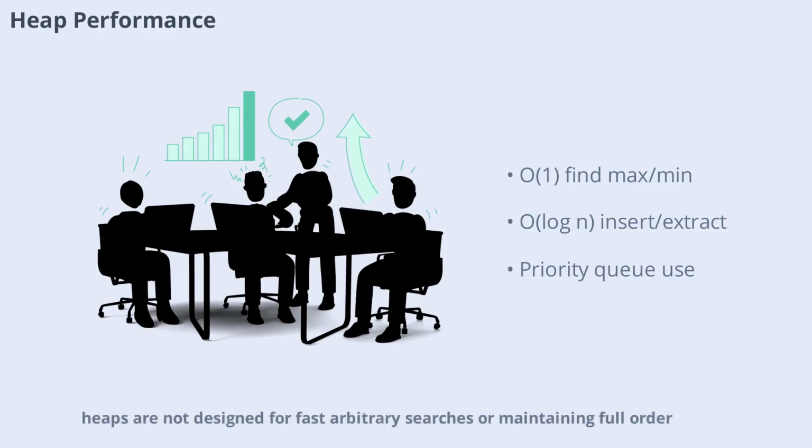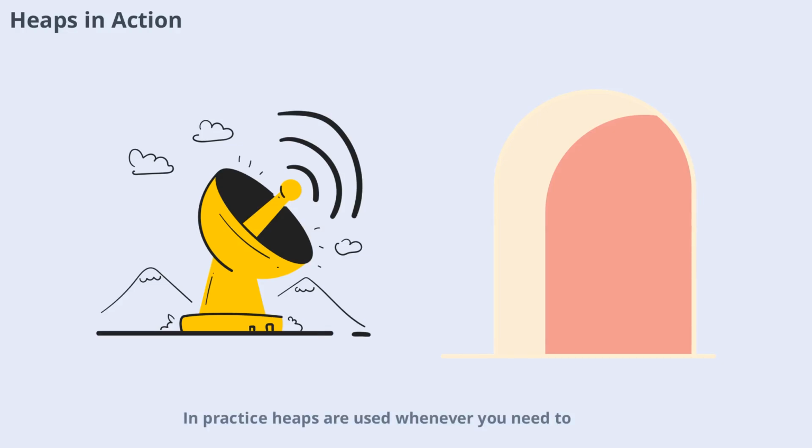simulations. However, heaps are not designed for fast arbitrary searches or maintaining full order. In practice, heaps are used whenever you need to repeatedly access the highest or lowest priority item. For example, they're essential in scheduling tasks, managing resources, and running simulations where priorities change dynamically. Their efficiency and simplicity make them a go-to tool for these specialized scenarios.